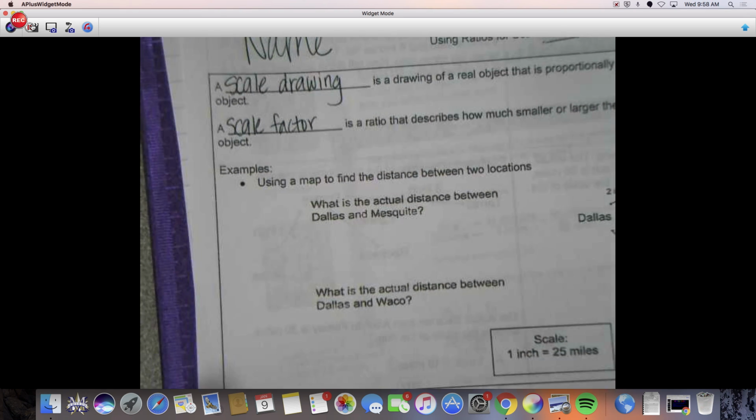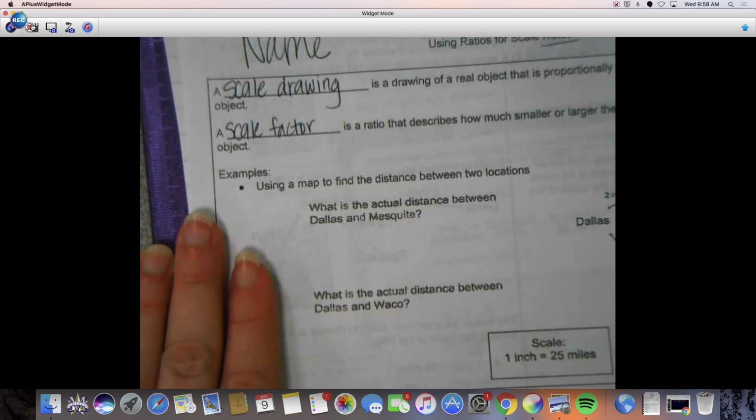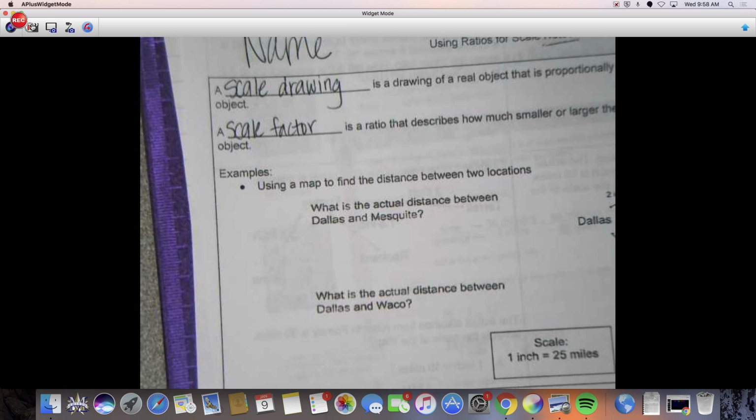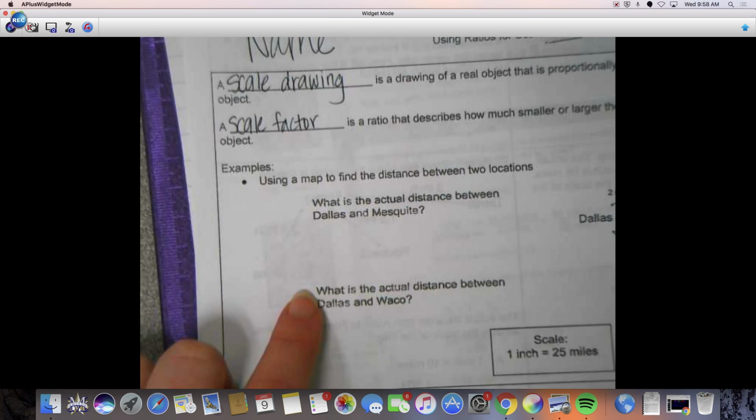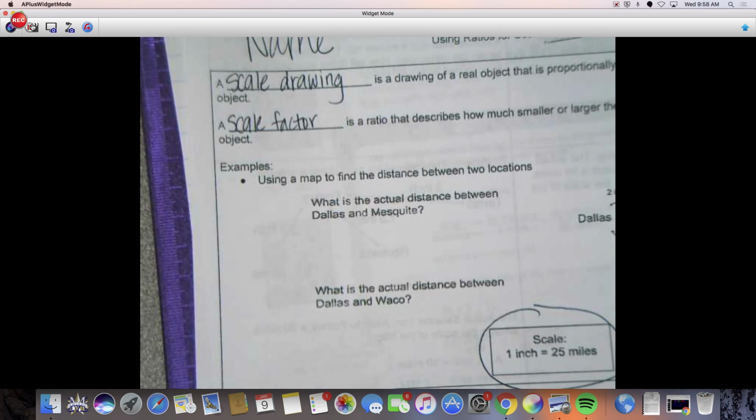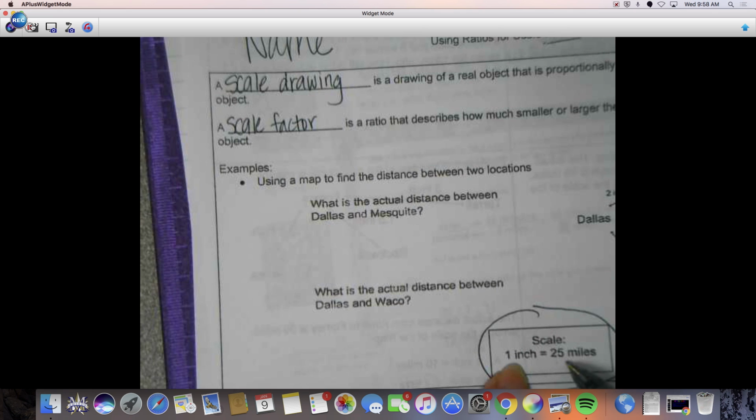If you look at the examples, it says, using a map to find the distance between 2 locations. So they give us Mesquite, they give us Dallas, and they give us Waco. And they say Mesquite to Dallas is 2 inches, but we know it's not really 2 inches just to get to downtown Dallas. Okay? So look down here and circle your scale. That box tells you the formula fraction. It gives you the scale for how much 1 inch is worth. So every inch is going to be worth 25 miles.